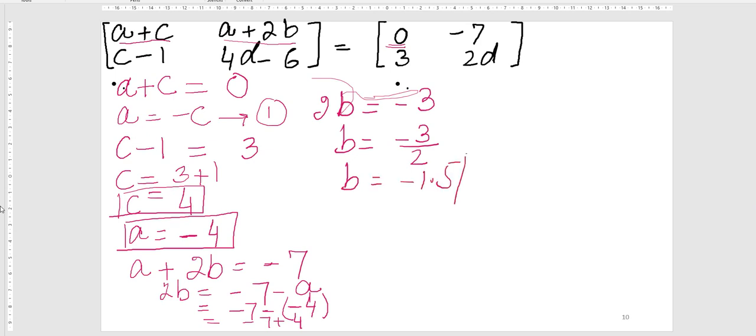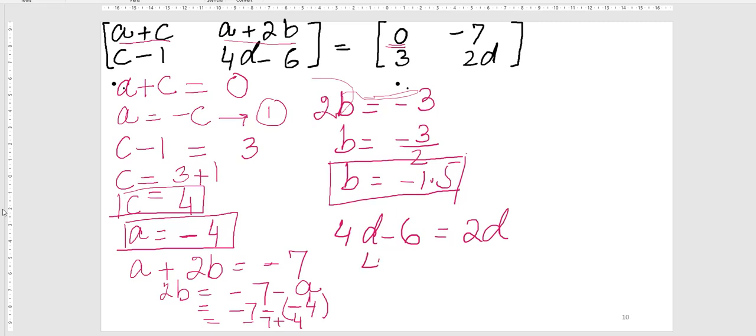We have discussed all these in detail in the previous lectures as well, how we have to find out the value of these variables. Here 2 is multiplying with b, so on the other side it will divide. That is why the value of b is equal to minus 1.5. Now only d is remaining. So 4d minus 6 is equal to 2d.